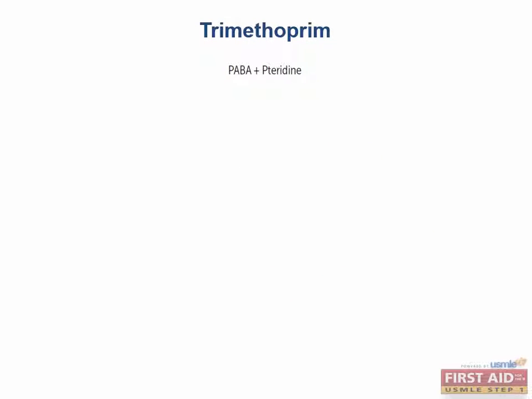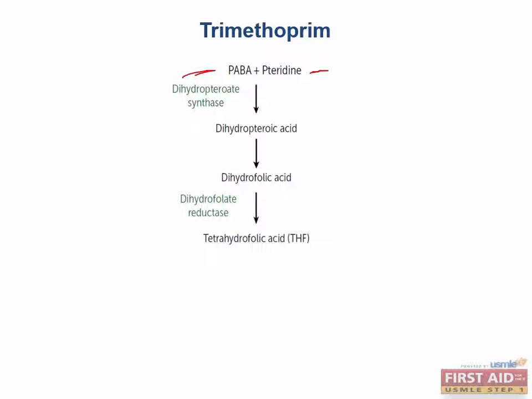To really understand the mechanism of action of trimethoprim, we need to have a good understanding of the folic acid synthesis pathway. Here we have the two substrates, PABA and pteridine. These molecules are turned into dihydropteroic acid by dihydropteroate synthase. Dihydropteroic acid is converted to dihydrofolic acid, which is then converted into tetrahydrofolic acid by dihydrofolate reductase. Can you point to the spot in the synthesis pathway where trimethoprim acts? Very good, it acts on dihydrofolate reductase.